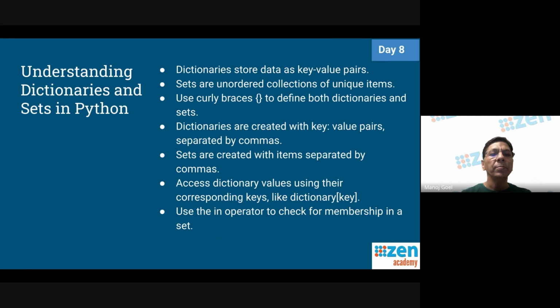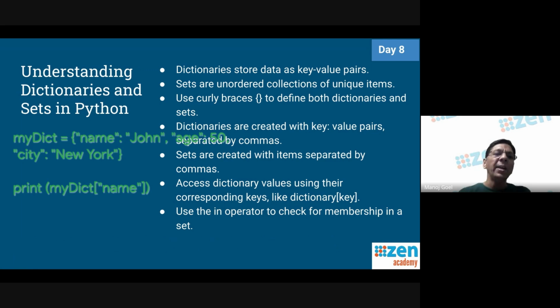So what will it print? If I write this, it is going to print my dict name. I want to access from my dictionary the value of the name key, right? And what is the value of name? John. So what is the output going to be? The output is going to be John.